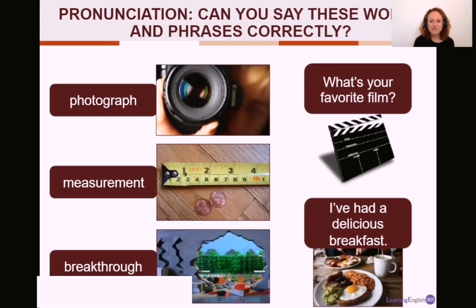Photograph, measurement, breakthrough. What's your favourite film? I've had a delicious breakfast. Did you hear where I put the word stress and the sentence question stress?